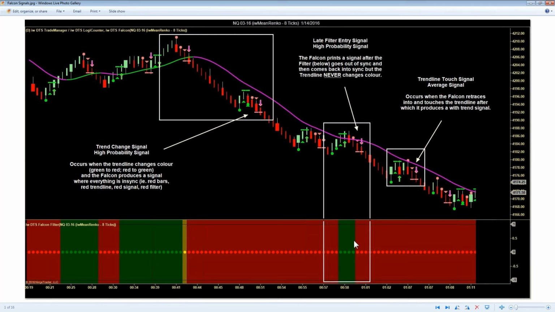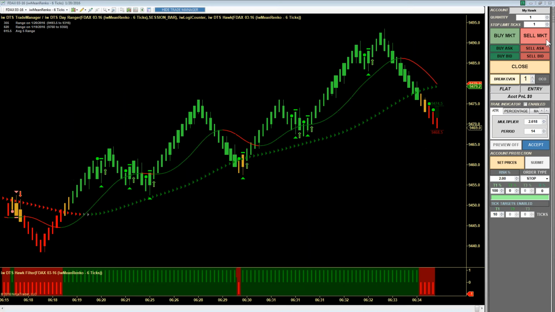Filter goes out of sync, comes back into sync, but the trend line never changes color. That's a very high probability signal. And then we have our basic trend line touch signal, where the market just retreats into the trend line, touches it, comes out with the signal, and again, everything is in sync. All right, so that you can see there's not really that many signals that you need to worry about.